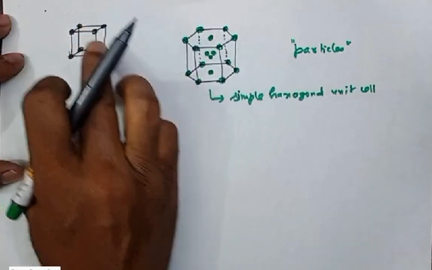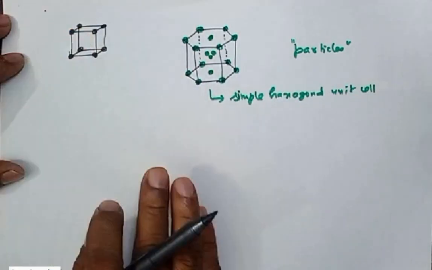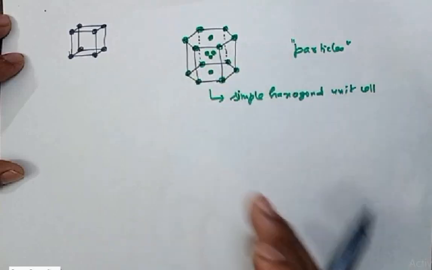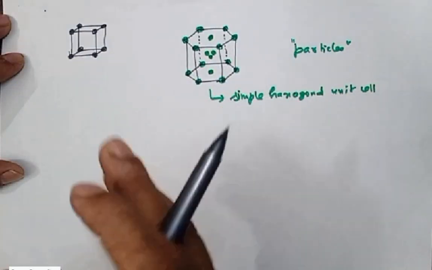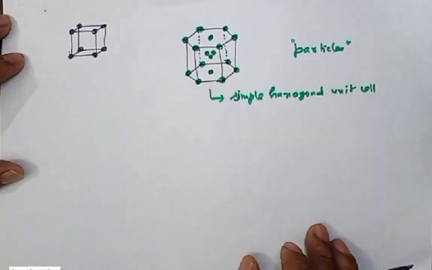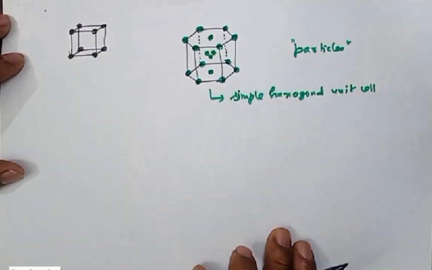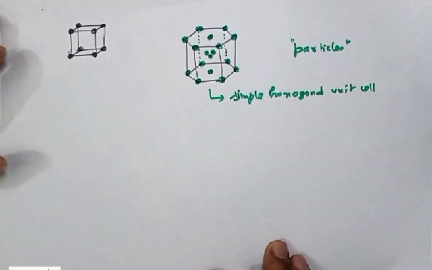Usually atoms occupy the corners, but in some unit cells atoms may be present at other positions too. A nice example is hexagonal. Okay, and this is called the simple hexagonal unit cell. Note down.